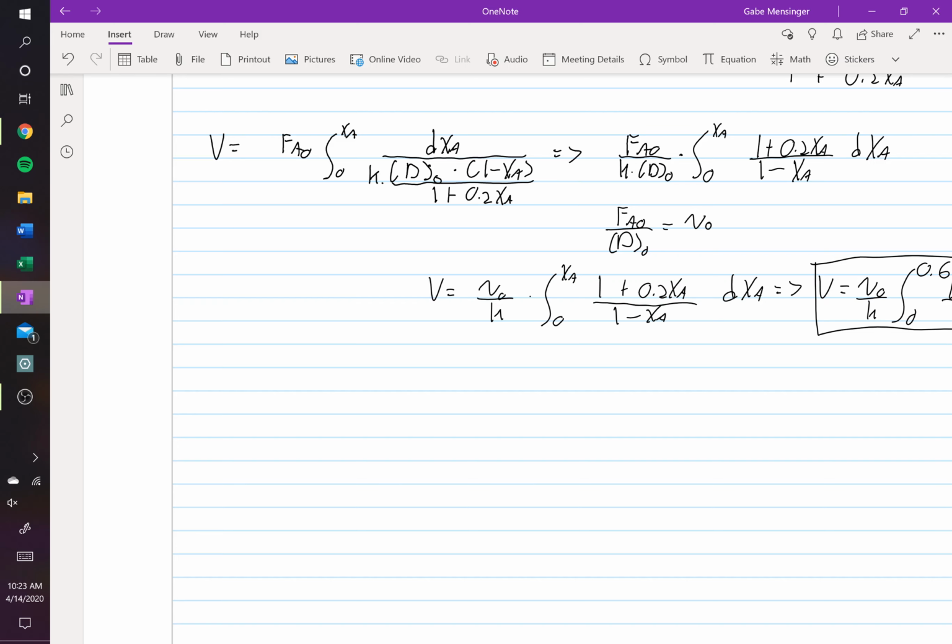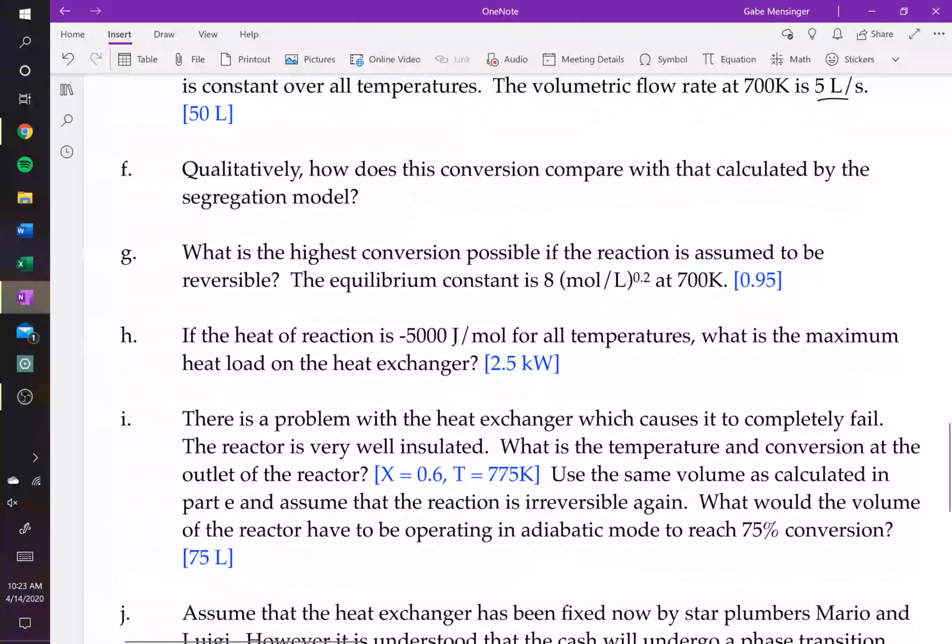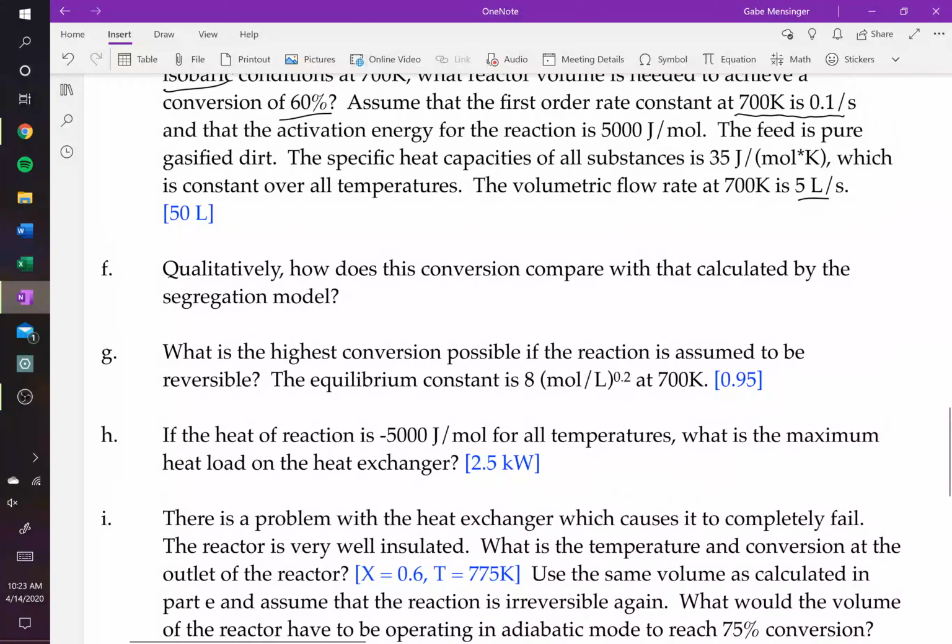All right, moving on to part F, I believe. Yes. Qualitatively, how does this conversion compare with that calculated by the segregation model? Just give me a second here so I can make sure I answer this right.